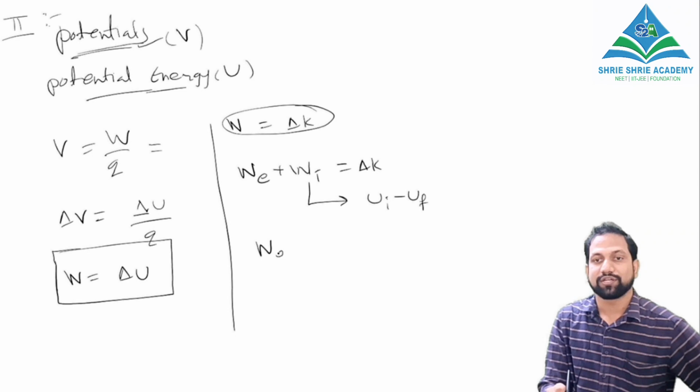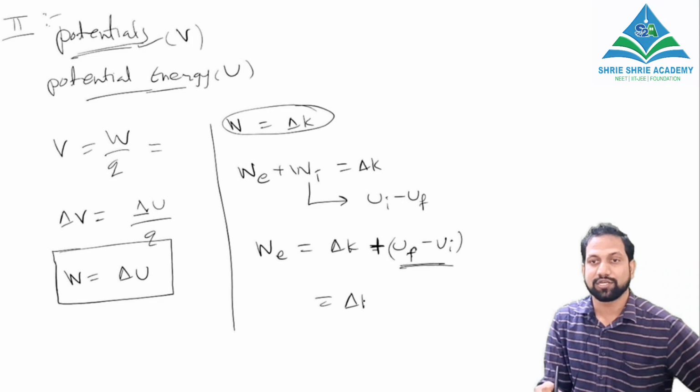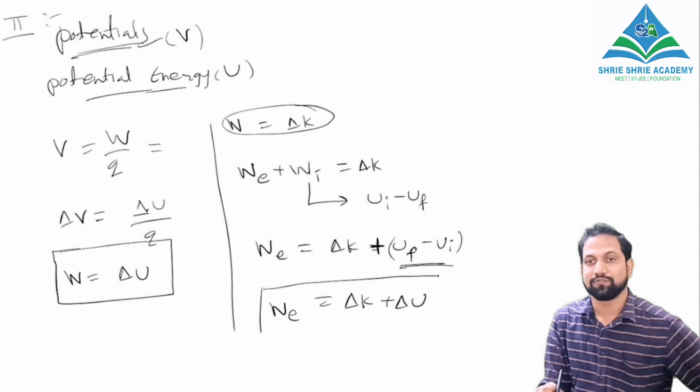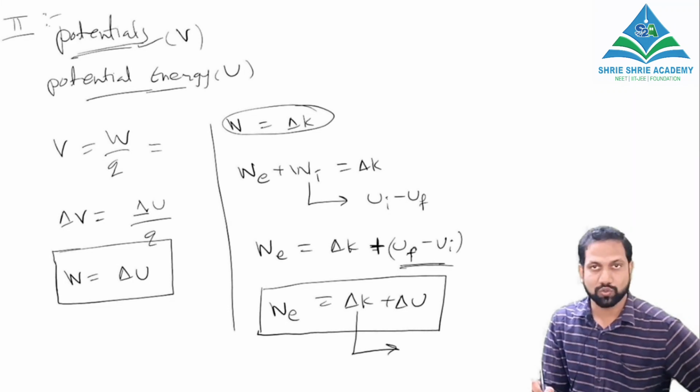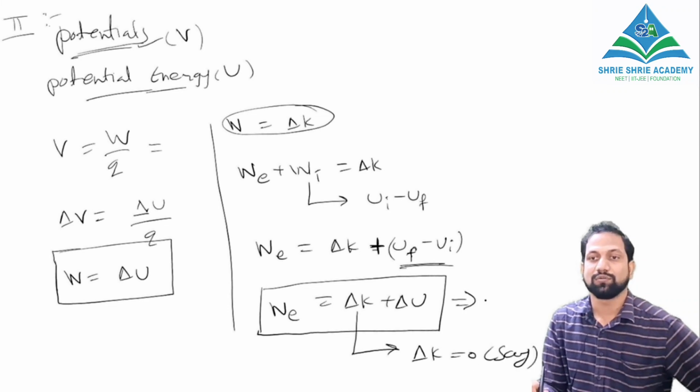And the work done by external force equals the change in kinetic energy minus U initial plus U final, so we can say the change in kinetic energy, del K, plus del U. This is the work done by external force. And if the process is very slow, so that del K is 0, just as an assumption, then we can say the work done by external force equals the change in potential energy.